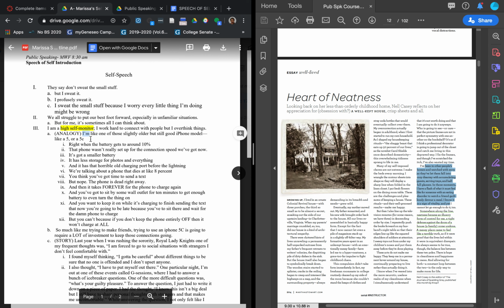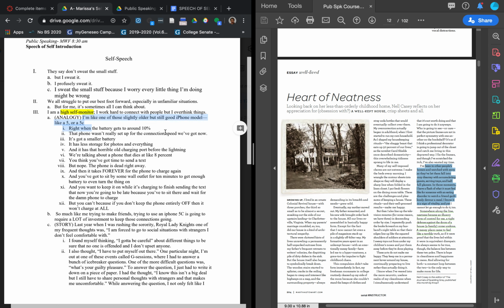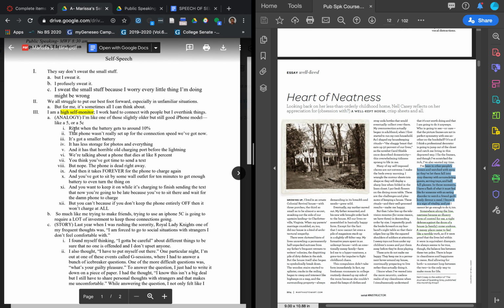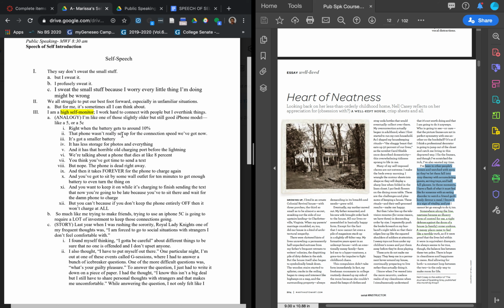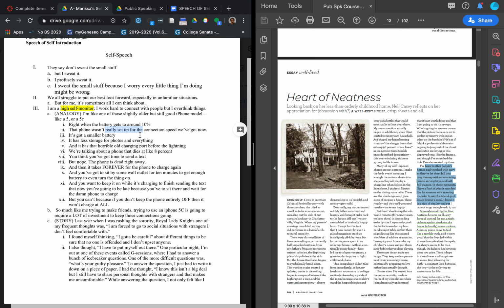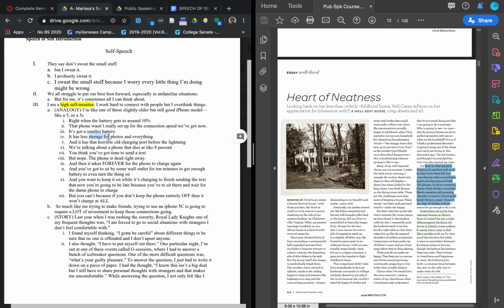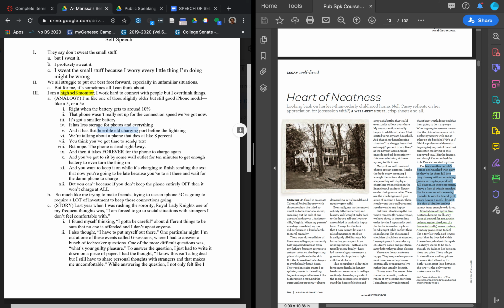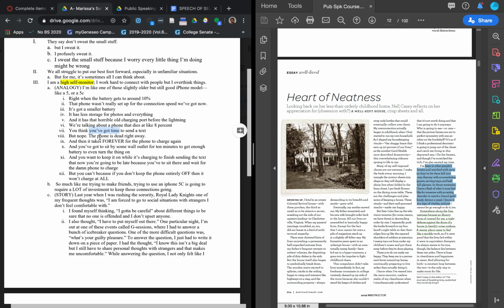So analogy, I'm like one of those slightly older but still good iPhone models, like a 5. When the battery gets up to around 10%, that phone really wasn't set up for the connection speed. It's got a small battery, less storage for photos, horrible old charging port before the lightning, phone that dies at like 8%. So this could use a little cleaning up because there's this battery gets around 10%, then there's this 8%. So she's being a little redundant here. You think you've got time to send that text, but nope, the phone is dead as soon as you try to send it, even though you're only at 8%.